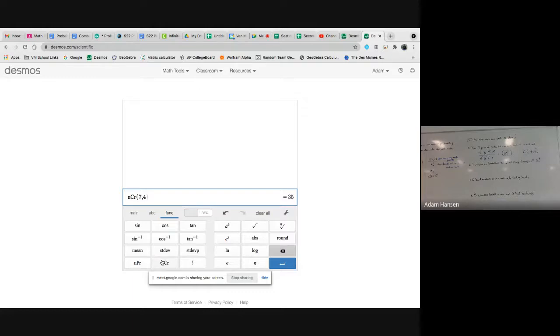So the set of 7 pairs of pants. Easy one. Who else needs a little help with the calculator? You guys got it? Just like mine, doesn't it? Yes. All right, let's do a few more.